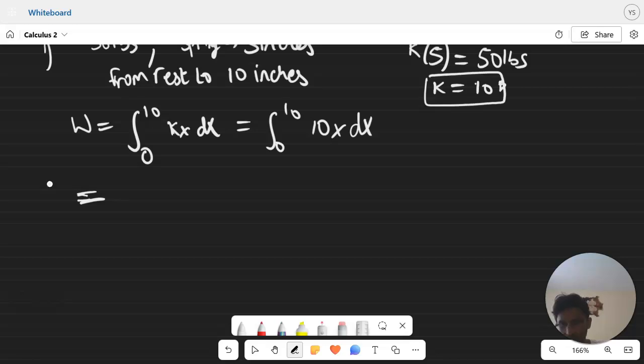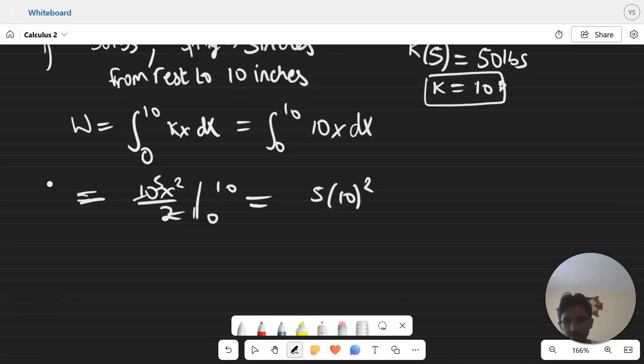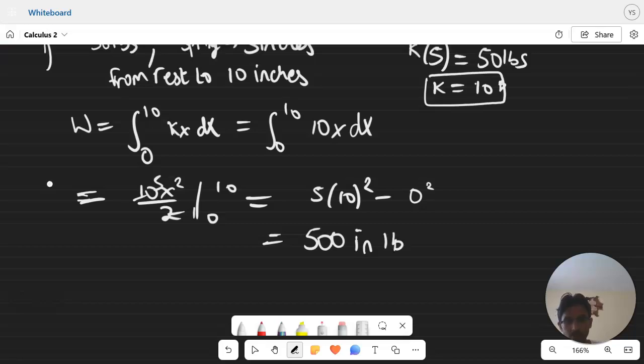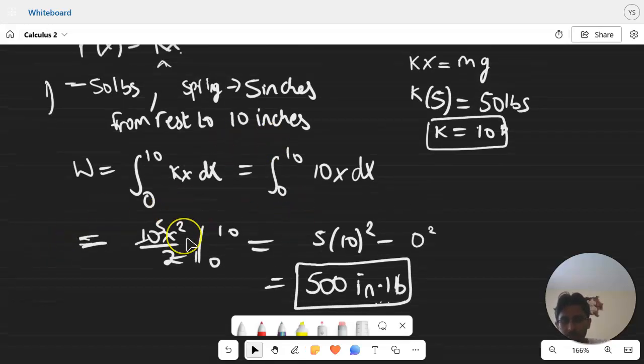So from 0 to 10, now if we find the integral, it's going to be 10x squared over 2 from 0 to 10. Again, solving that, 5 times 10 squared minus 0, that's going to give us 500 inch-pounds. Remember, the SI unit of work is joules, but you could represent it in different units depending upon the question. Here we've been given it in inches and lbs.